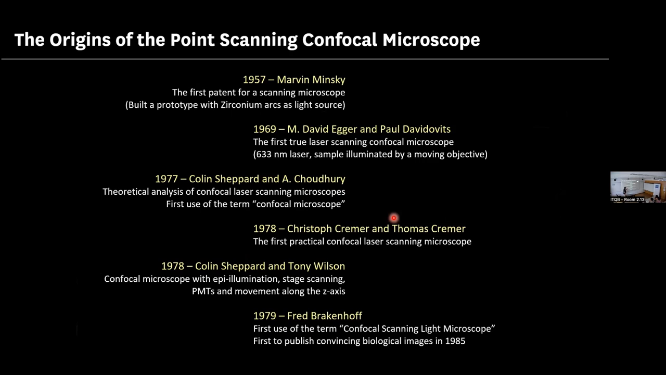In 1977, Colin Shepard and Chaudhary wrote a theoretical analysis. They published a theoretical analysis on how these confocal microscopes could work. That's when the term confocal microscope was first used. In 1978, in Germany, Christoph Kramer and Thomas Kramer built the first practical confocal laser scanning microscope. So they were buying some images.